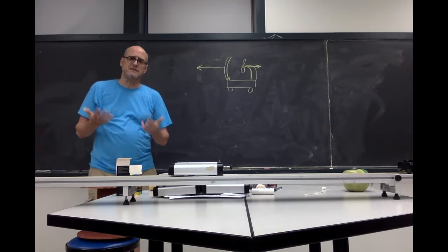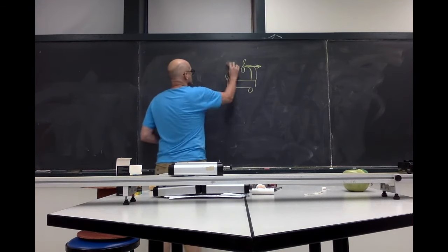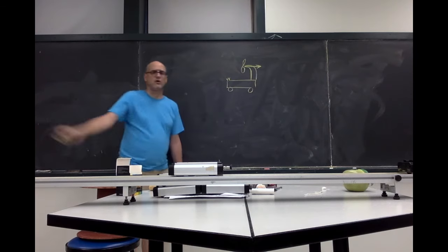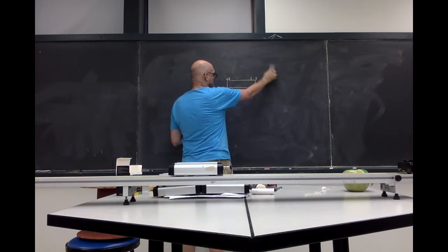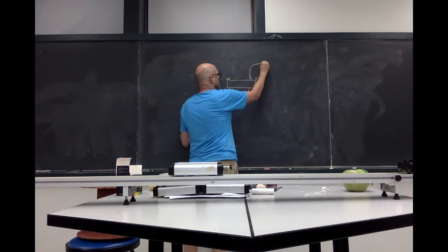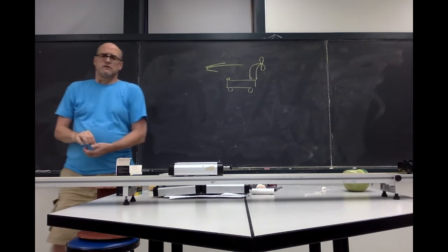But again, it isn't more efficient than not having a sail at all. Okay, so if you had this design without a sail, you turn the fan around, that would be the best way to get it to accelerate to the left.